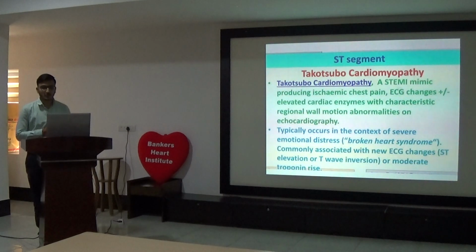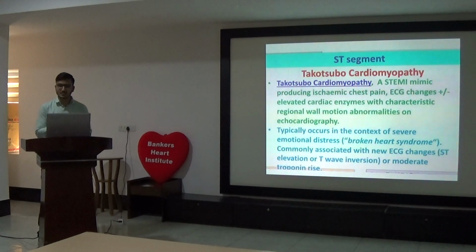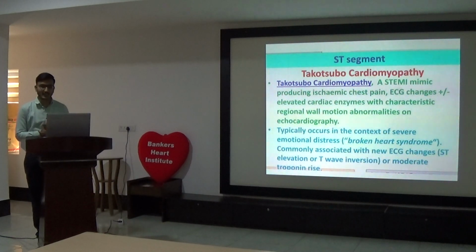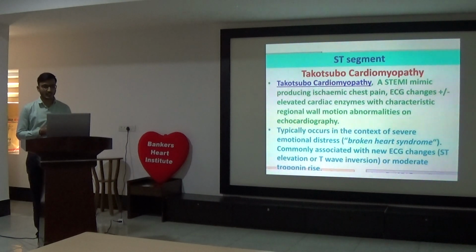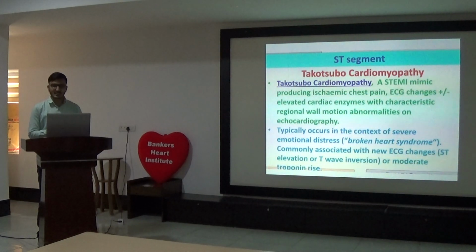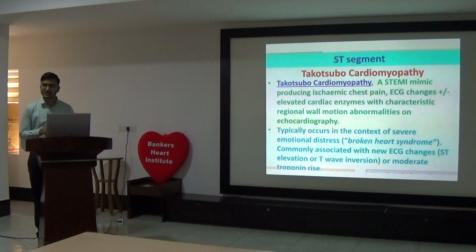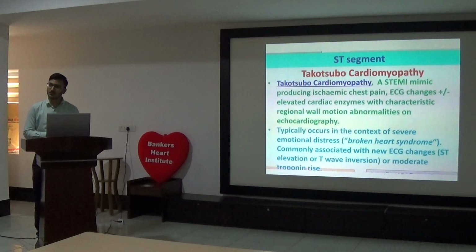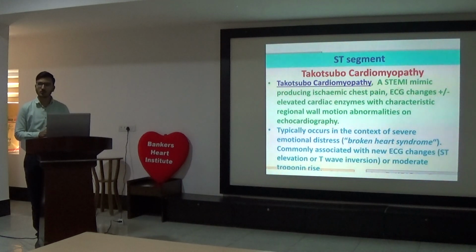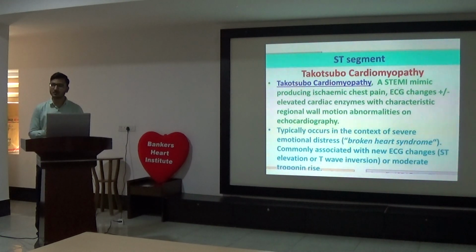So in Takotsubo cardiomyopathy, there will be no localizing ECG changes. While in ST segment elevation myocardial infarction, depending upon the wall involved and artery involved, there will be ST segment elevation and reciprocal depression. While in Takotsubo, by seeing the ECG, we can't differentiate which wall is involved because it will be generalized. So why only emotional distress? What about other distress? Physical distress can also cause it, but more likely in postmenopausal women with emotional distress.